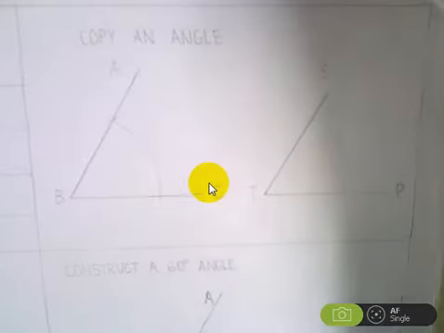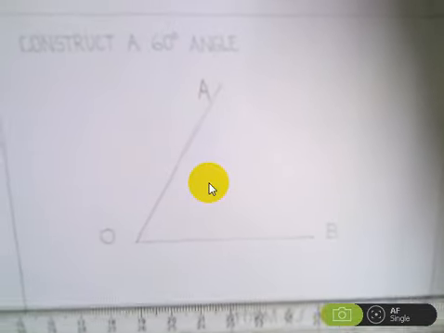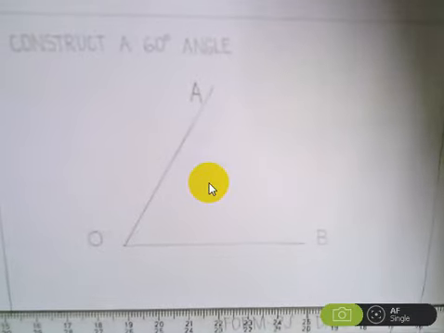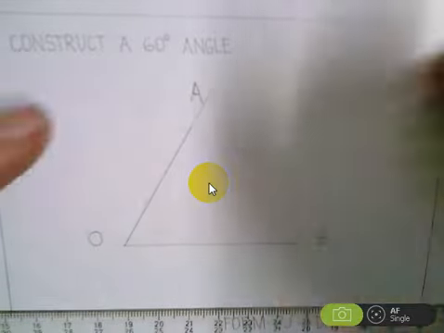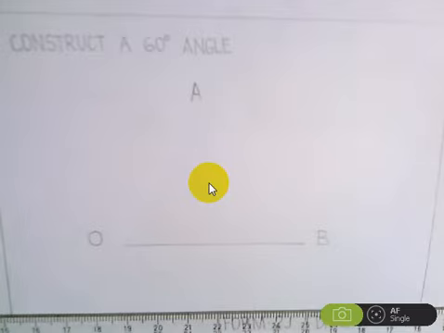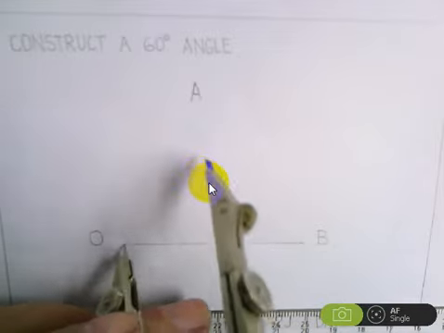The last one in this session is to construct a 60-degree angle, which is also sometimes quite a useful construction. In this case, I obviously have to erase the line that I've got there because that is the angle. So let me show you. I set my compass to any radius, as long as it will cut line OB, in this case.